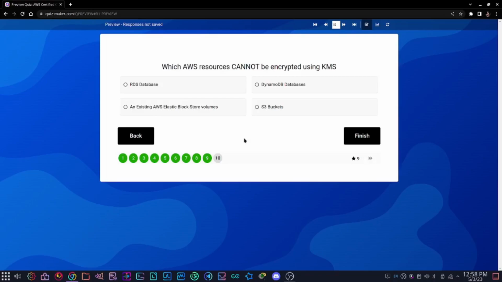And last but not least, number 10, which AWS resources cannot be encrypted using KMS? So we have RDS database, DynamoDB databases, an existing AWS Elastic Block Store volume, or S3 buckets. This is a really important one that you want to remember, because they probably will ask you this, and it's good to know for using and administrating AWS accounts. You want to know that you cannot encrypt an existing AWS Elastic Block Store volume. You can only encrypt one while you're creating it. You cannot encrypt it after it's created. So it's going to be an existing AWS Elastic Block Store volume.